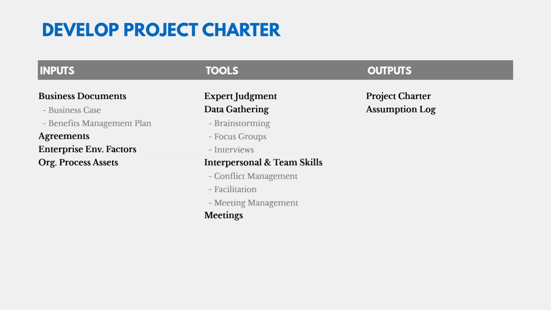And some of the inputs are going to be business documents. They're going to talk about our benefits and the costs attached to it to see if there's a good reason to start the project. There could be other agreements, whether in an email, a handshake, or a contract or something. And then enterprise environmental factors and organizational process assets. We've already talked about those a little bit, but we'll come back to them.